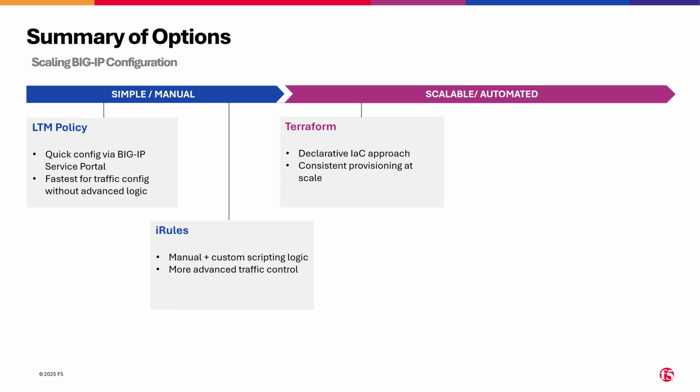For teams ready to automate at scale, tools like Terraform and Ansible are ideal. Terraform supports a declarative infrastructure as code approach, helping ensure consistent provisioning of BIG-IP resources across environments. Ansible uses a task-based model that's easy to adopt, especially when teams already have existing playbooks for infrastructure tasks. Both tools reduce the need for manual configuration and make scaling much easier.